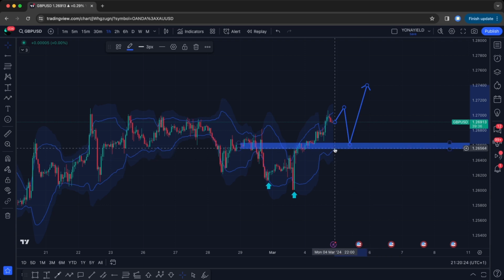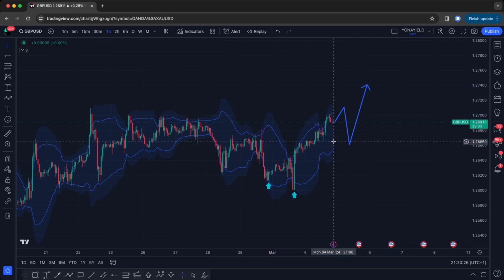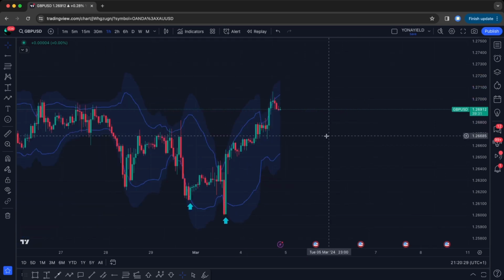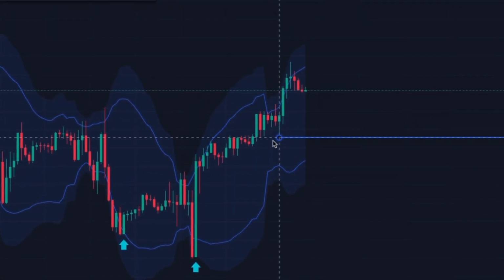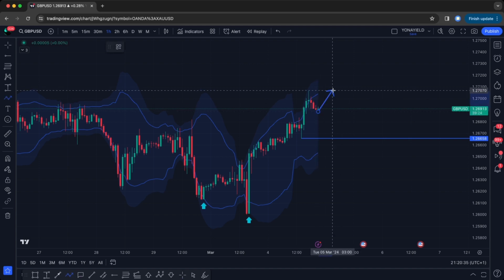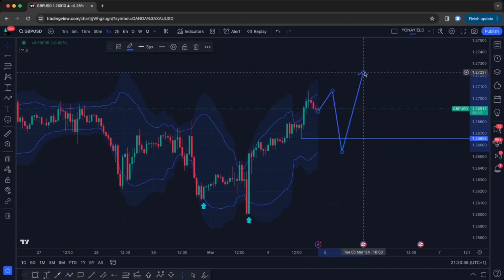Something like that would be nice. We can also see this little wick right here. If you look carefully in the 1 hour, it's right here. So there should be some liquidity behind it. So why not do something like that, test it out tomorrow and then go up, right?